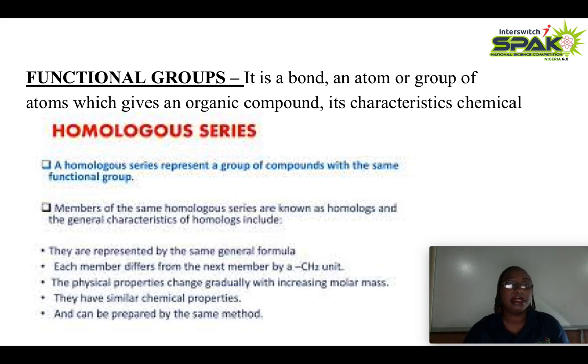Then each member of a particular family differs by CH2, or a relative molecular mass of 14. The physical properties change with increasing molar mass, because as they go down the group, they are getting bigger, and a lot of physical properties change as you go down a particular series. They have similar chemical properties, not the same, and they are prepared the same way. These are characteristics of homologous series.